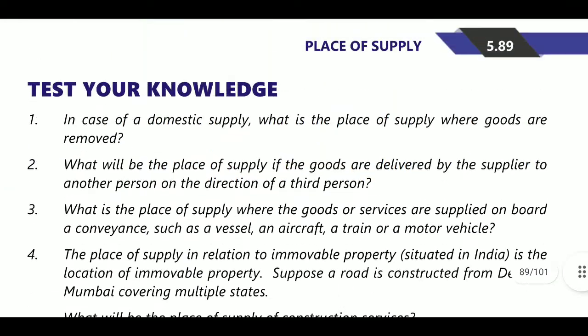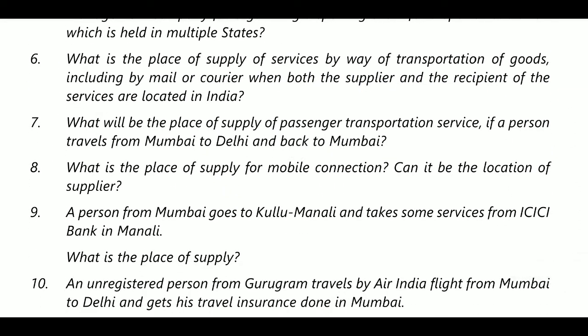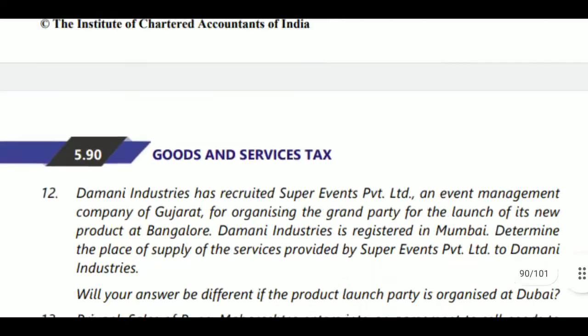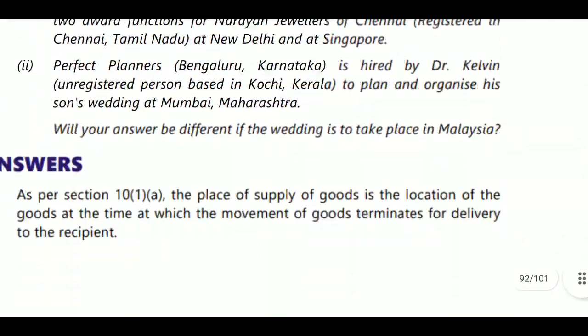Next, question number 7, what will be the place of supply of passenger transportation service if the person travels from Mumbai to Delhi and back to Mumbai? So he is going from Mumbai and coming back to Mumbai, which means it will be the embarkation place, the place where the embarkation takes place. It will be treated as the place of supply.